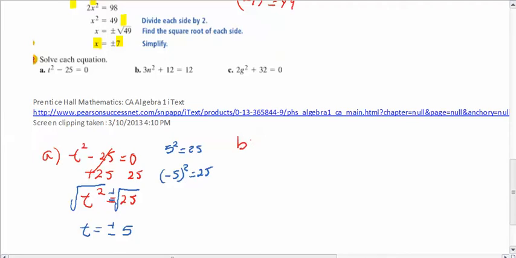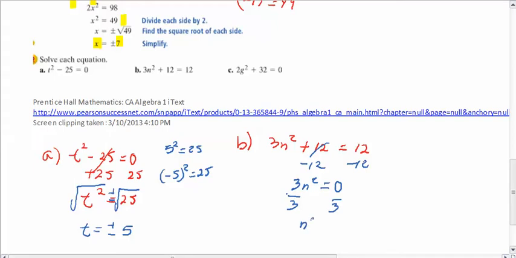So now we have 3n squared plus 12 is equal to 12. Again, put your numbers on one side and the variables on the other. So now we're going to subtract 12 from this side. We're going to subtract 12 from this side. So now you have 3n squared is equal to 0. Divide by 3, divide by 3. So we have n squared is equal to 0. I'm going to take the square root of n squared, and the square root of 0 is 0. So now n is equal to 0. And that is that one.